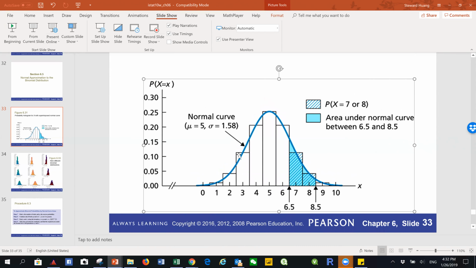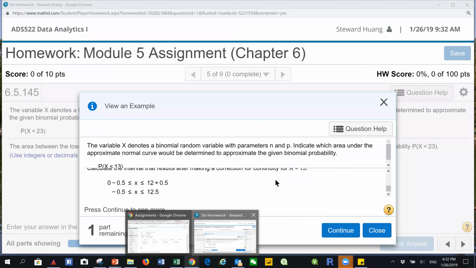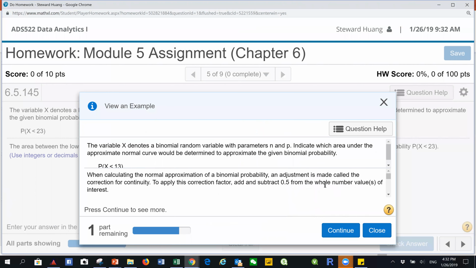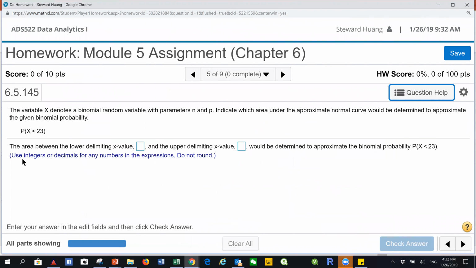Similarly, for the lower bound, if you don't make it smaller, you will also miss this part. For example, if the lower bound is 2. So in order to approximate the probability better, you need an adjusting factor to make up the differences. Okay, so that's it. So for the upper bound, you do what? Plus 0.5.